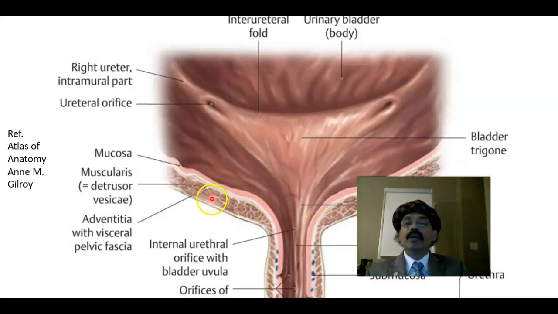Again, this is the detrusor muscle here. The lining epithelium is transitional epithelium or urothelium.